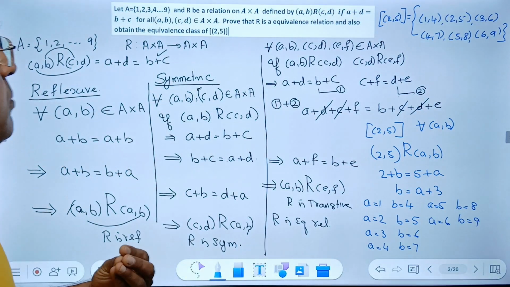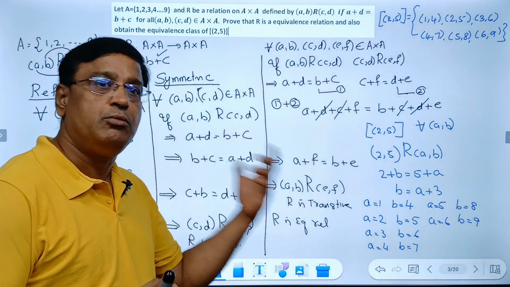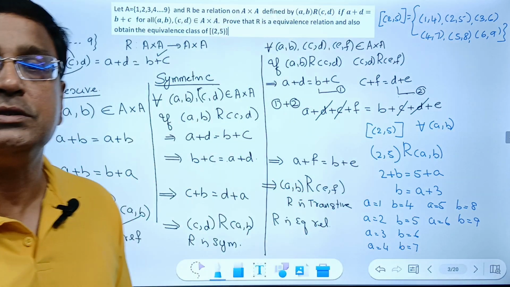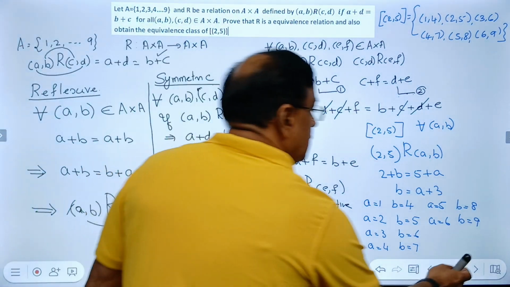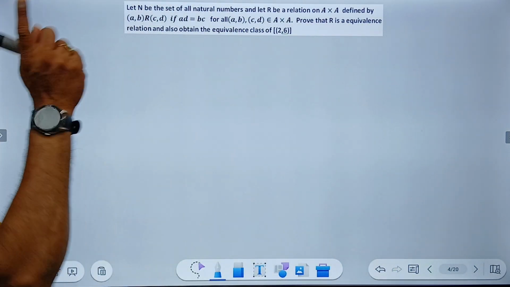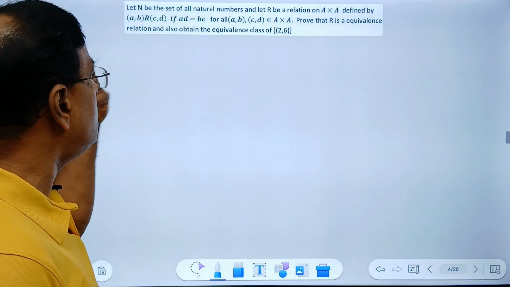Very, very simple problem, but it is slightly lengthy. But they have asked these type of questions in the board exam. Even though these are not there in the NCERT book, these type of questions are very, very important. Okay, let's go to another question which is something similar, but there it was A plus D, here it is AD and BC. So not a big complication.